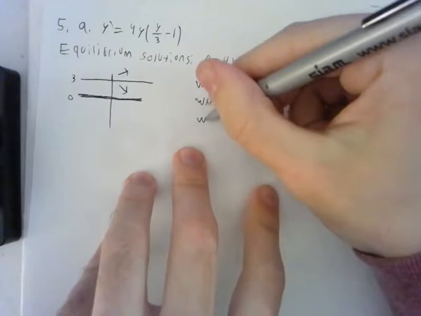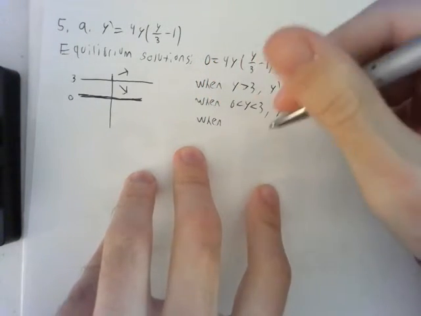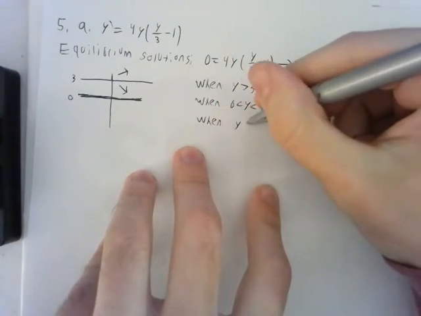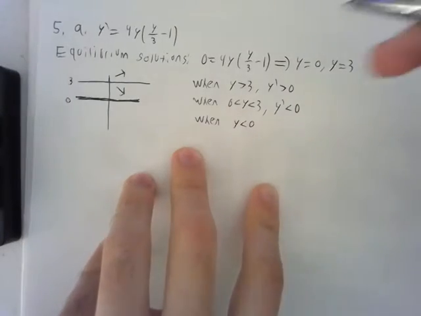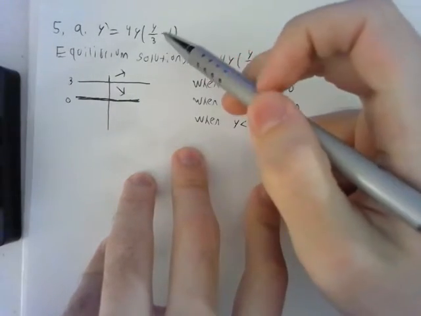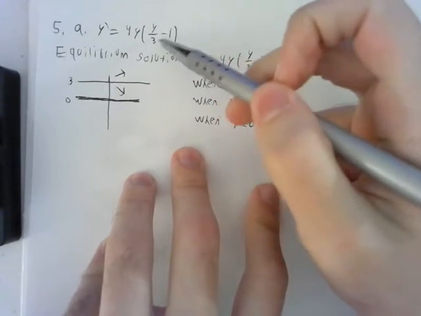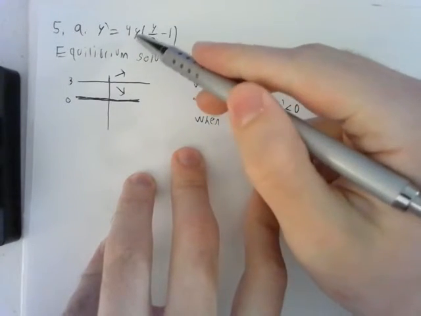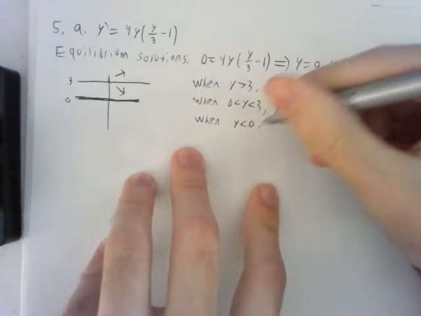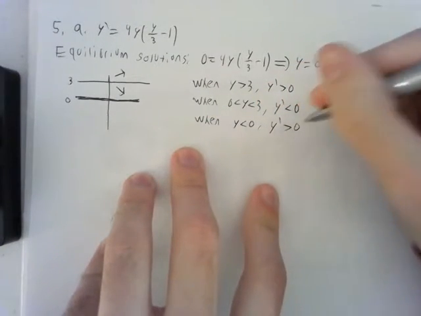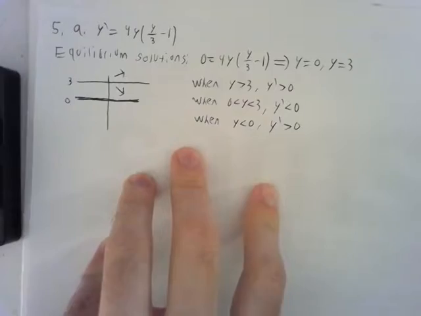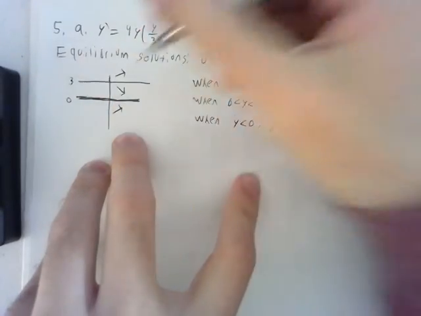And lastly, when y is less than 0, we see that this fraction is still less than 1, so this term is still negative, but now this y out front is negative as well. So overall we get two negatives, which means y prime is positive. So we have something like this.